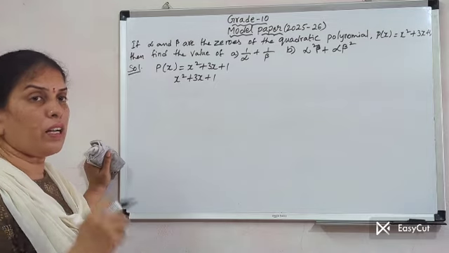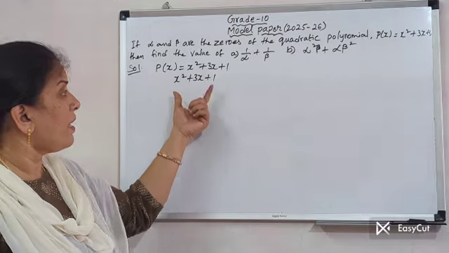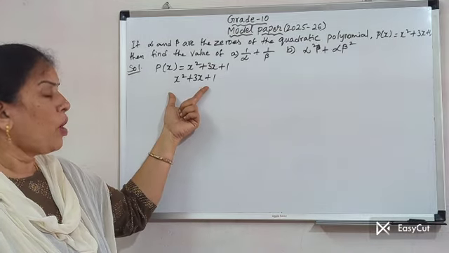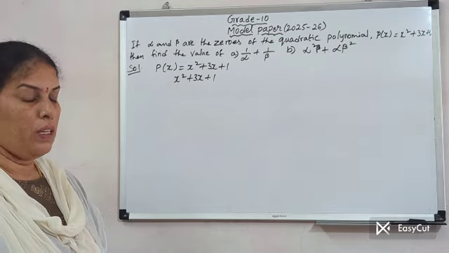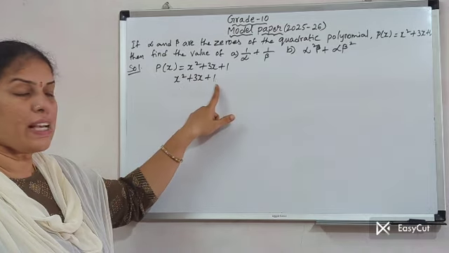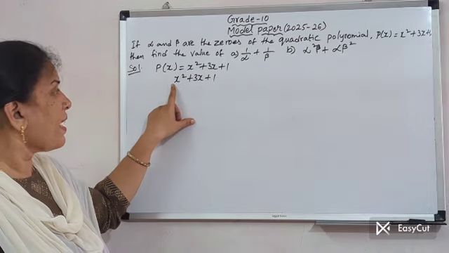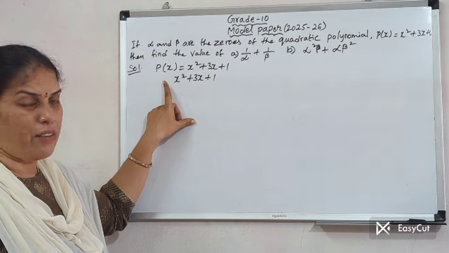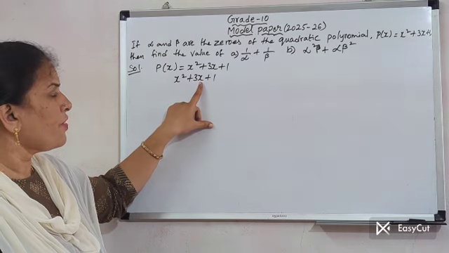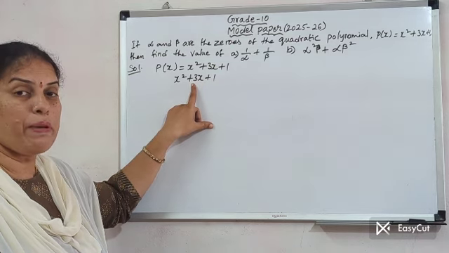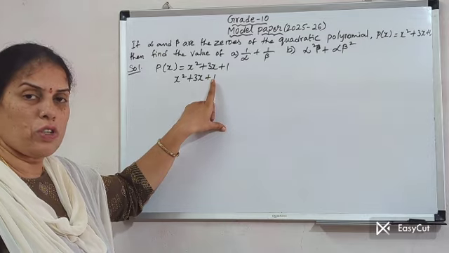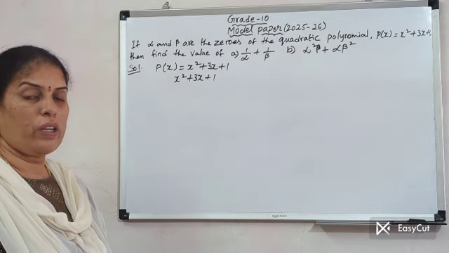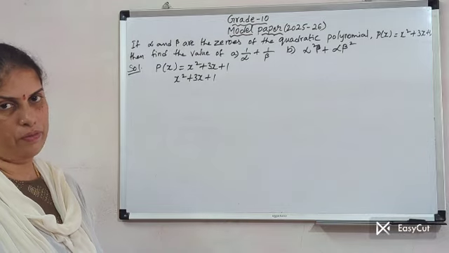If alpha and beta are the zeros of the polynomial, compare this polynomial with the general form ax square plus bx plus c. What is a here? The coefficient of x square is 1. What is the coefficient of x? 3. That means b is equal to 3. What is the constant term? 1. So c is equal to 1. We got the a value, b value and c value.